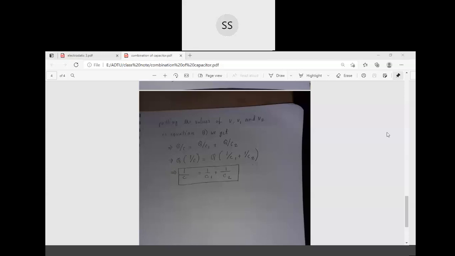Ma'am, C2 is equal to? C2 equal to 3 microfarad, are connected in series. Calculate the equivalent capacitance.